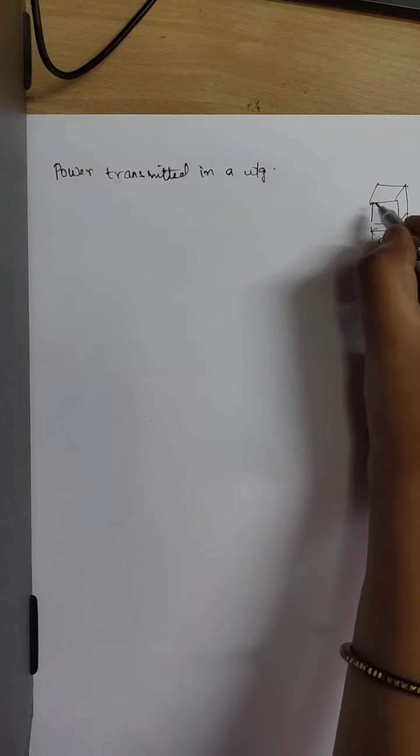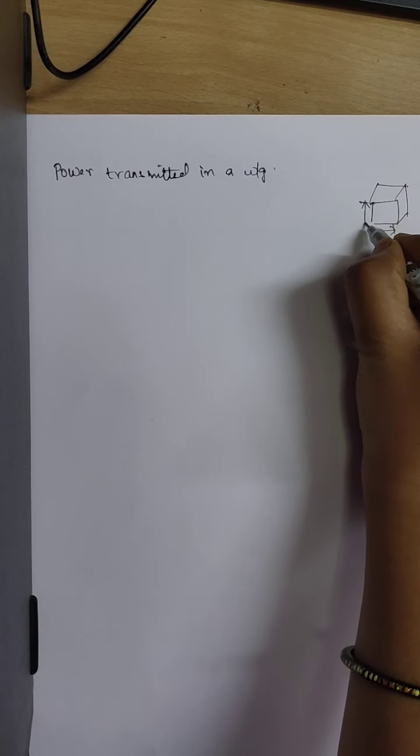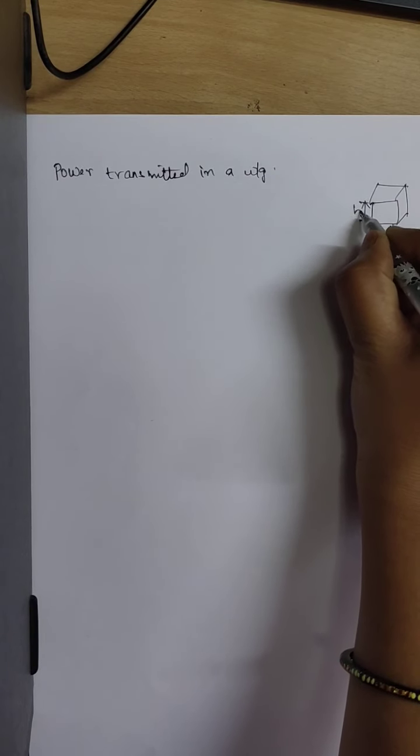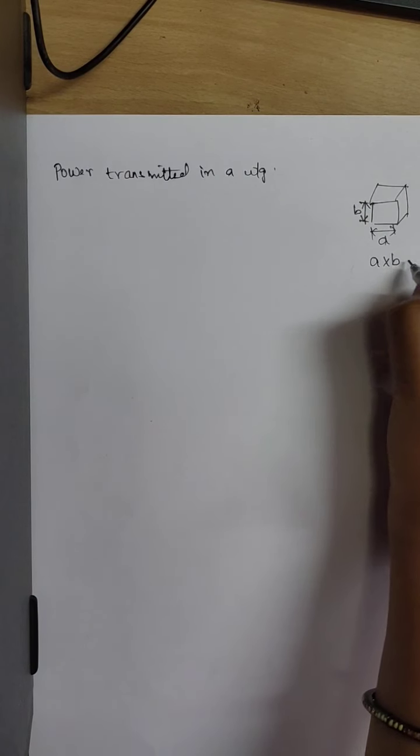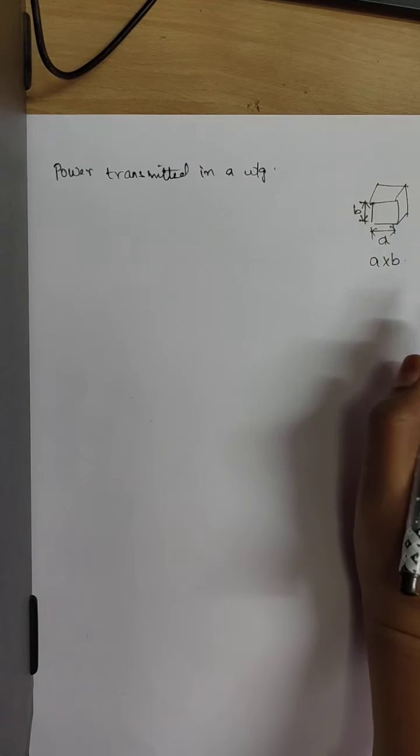We know this is a waveguide, and a waveguide will have dimensions. Its length is A, and its width is B. So the dimensions of a waveguide are generally given as A by B.